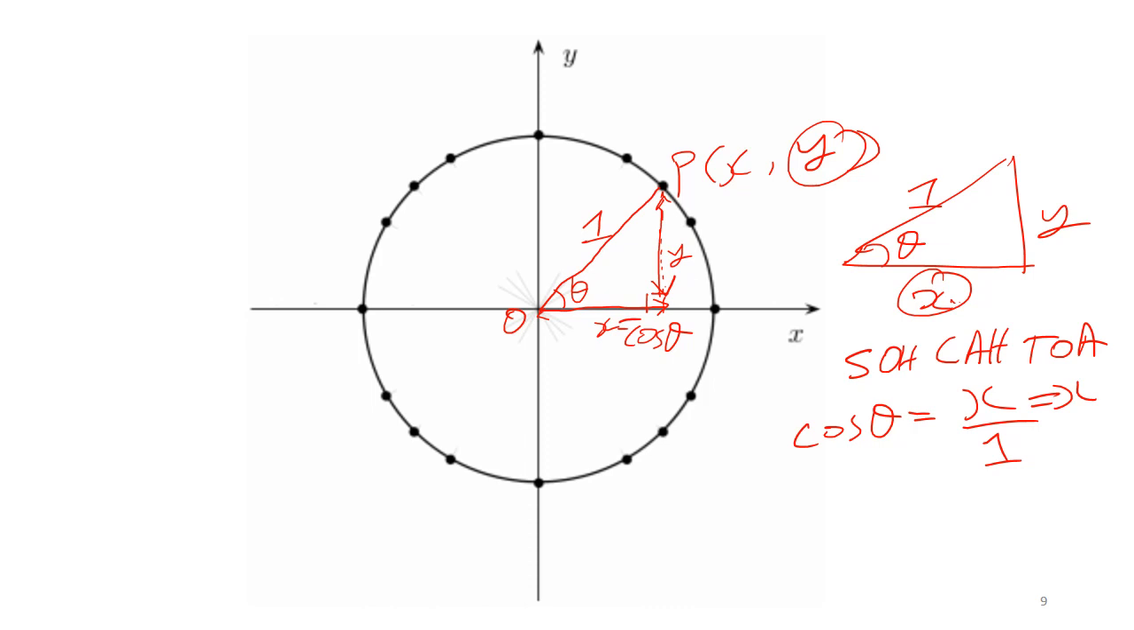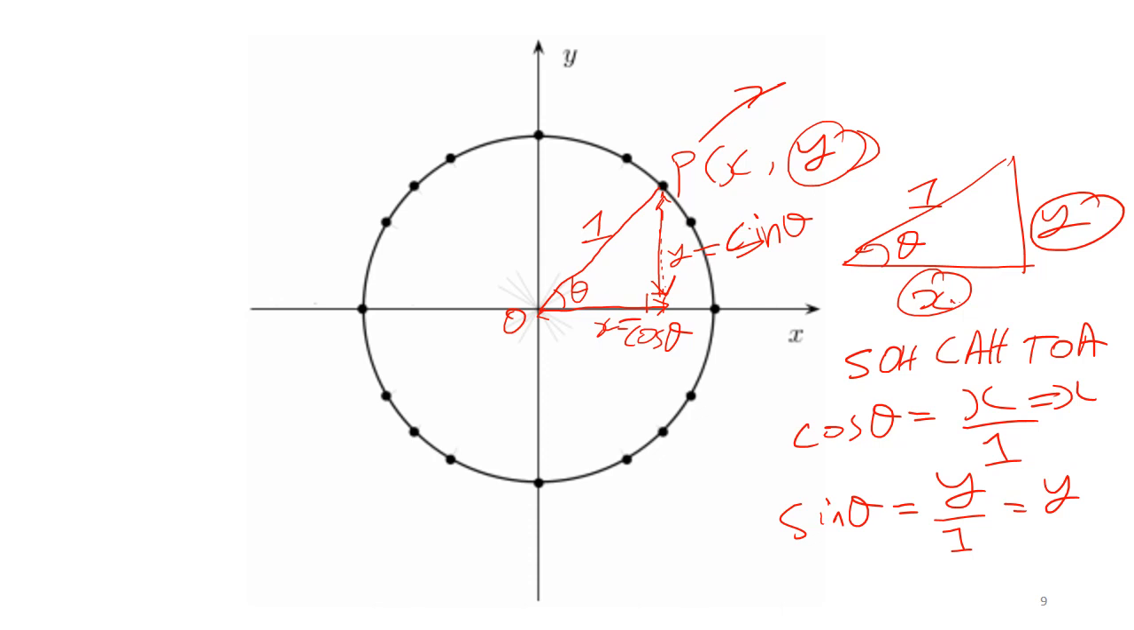What about y? What about this length? Which one do we use? We use sine, right? Sine theta equals y over 1, which is just y. So we know this length is sine theta. So the coordinates of this point P would be (cos theta, sine theta). That's how we develop sine and cos from the unit circle.